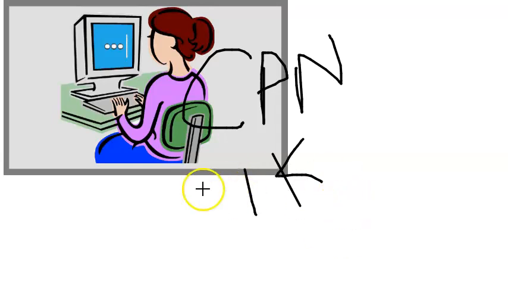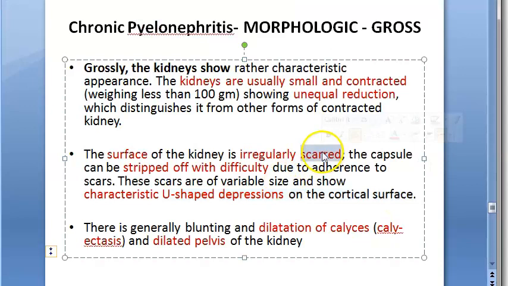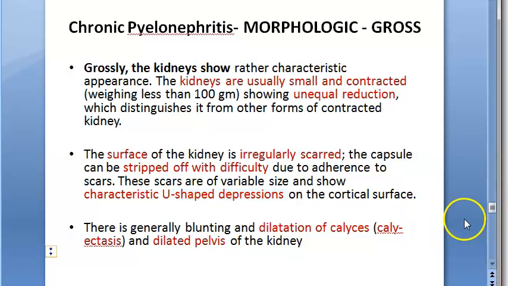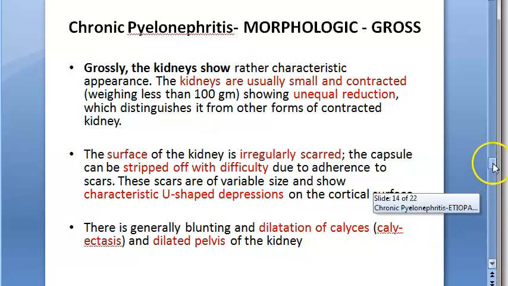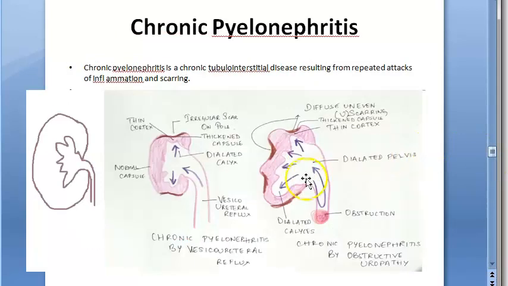Then what happens to the dilated calyces, dilated pelvis? Then one more point we're missing. Scarring, irregular scarring. It is difficult to strip off the capsule from the kidney. It is adherent due to scars and there are U-shaped depressions. You have already seen this in the diagram, right? Or you want us to go back and show it again? Okay, look at it again.